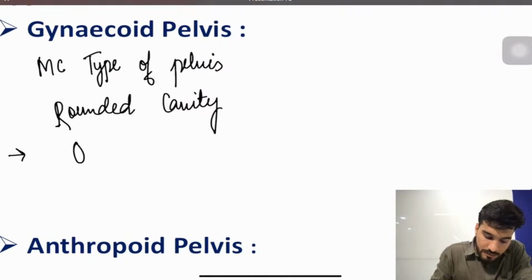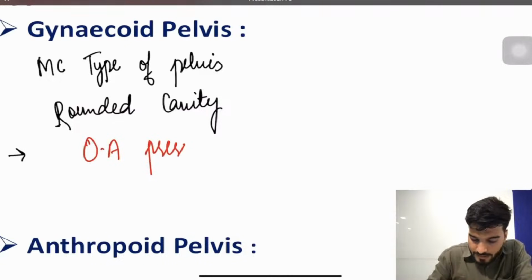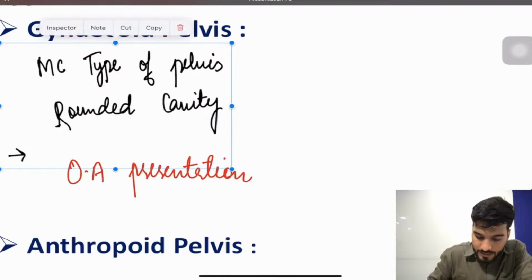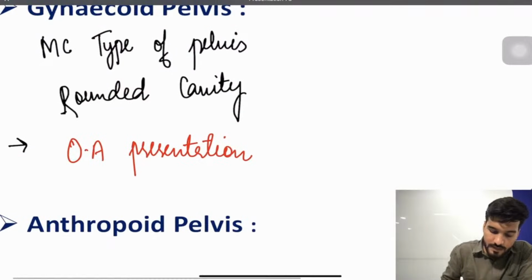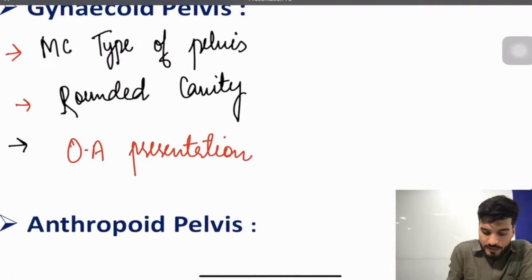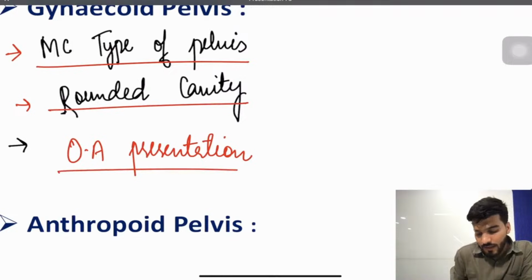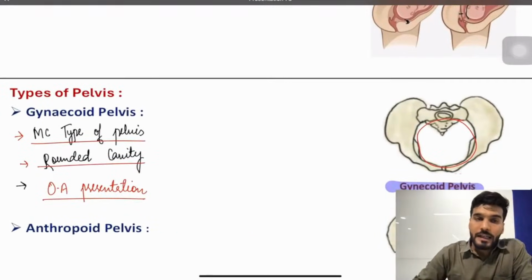Which presentation will you find in gynecoid pelvis? Can I write OA as occipito-anterior presentation? So we have occipito-anterior presentation. Is that clear? Yes. So 3 points: most common type of pelvis, a rounded cavity, and occipito-anterior presentation.